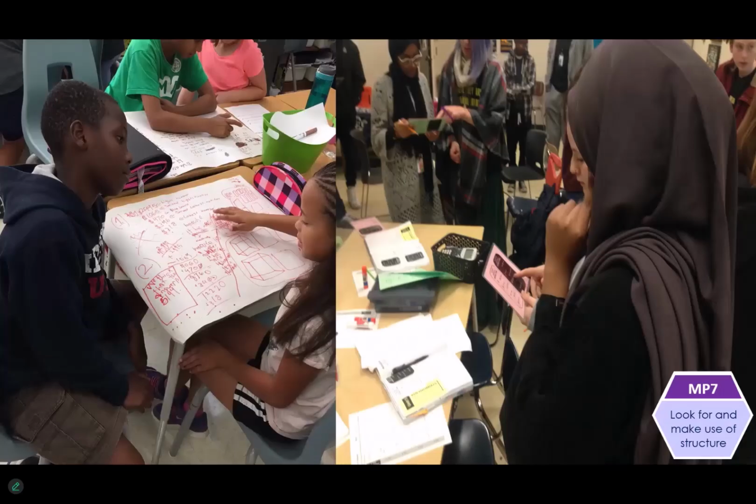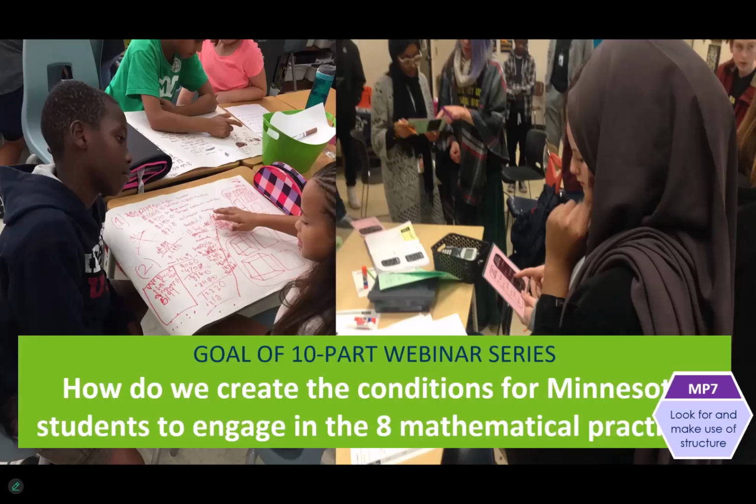As always, I'll center my students. I particularly want to center my students, which are on the right in this picture. Those are the students from the last classroom I was teaching at. I was teaching high school Algebra 2 at South High School in Minneapolis. And the goal is, how do we create the conditions? And I've said that this is my favorite math practice.